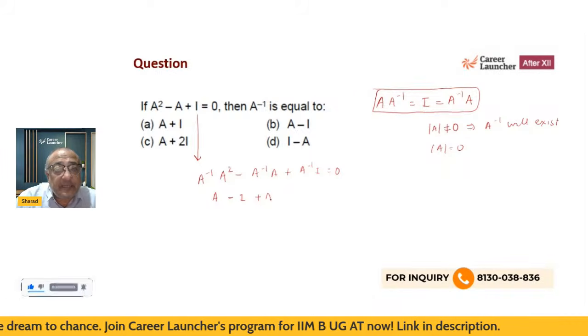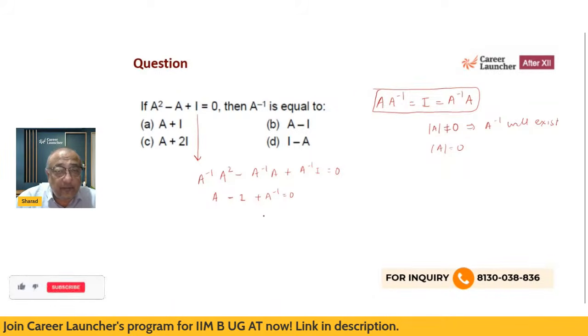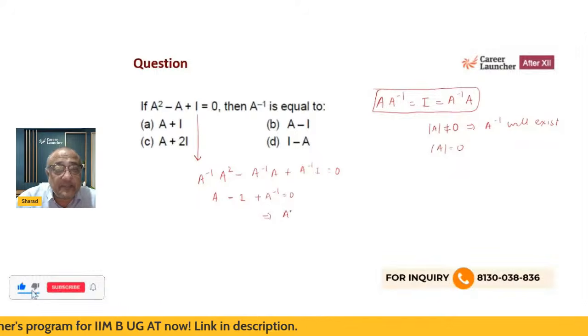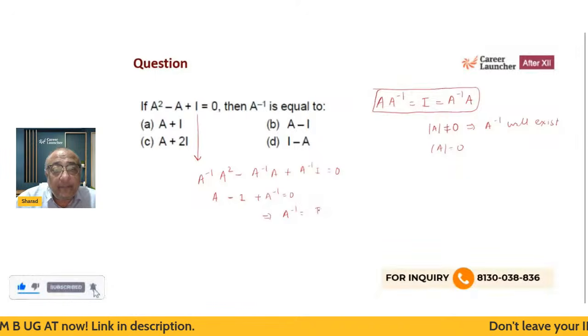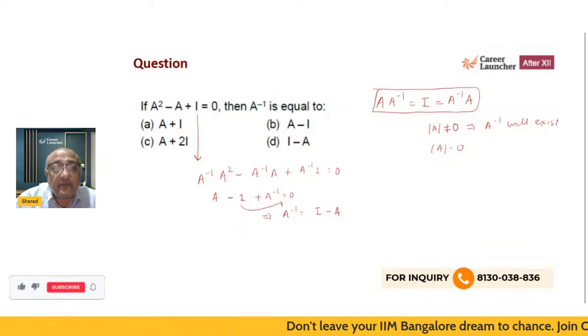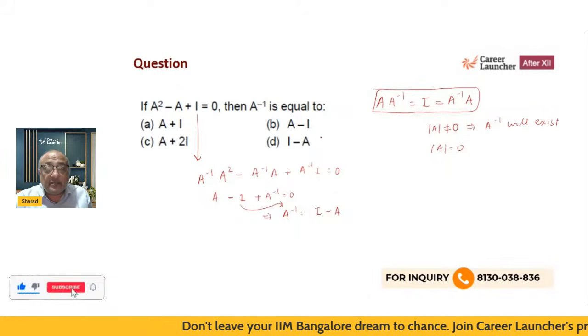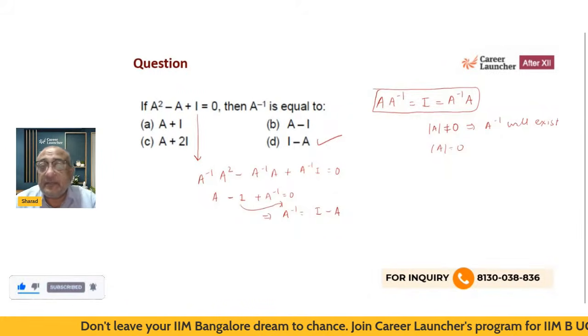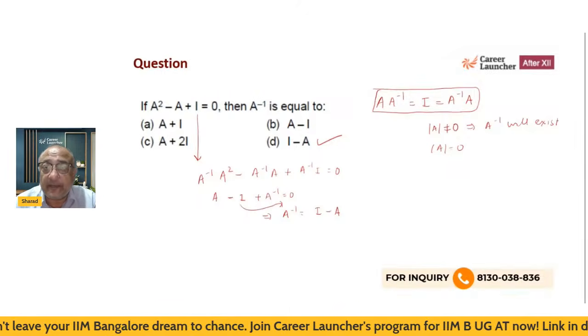Okay, so this is A inverse is equal to 0. From here, we'll get A inverse is equal to I minus 0. Why? How? We have just put it on the other side. So this is my answer. So this was a simple question. It was just a concept explainer.